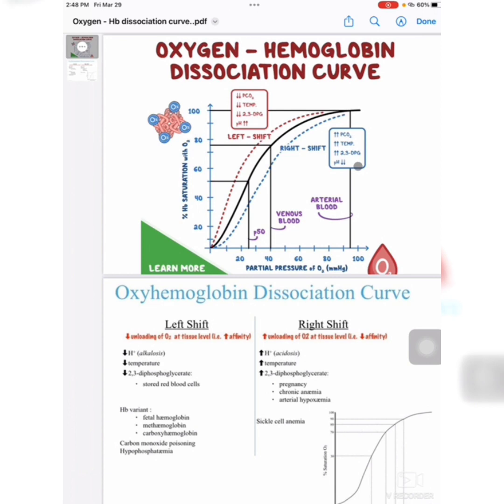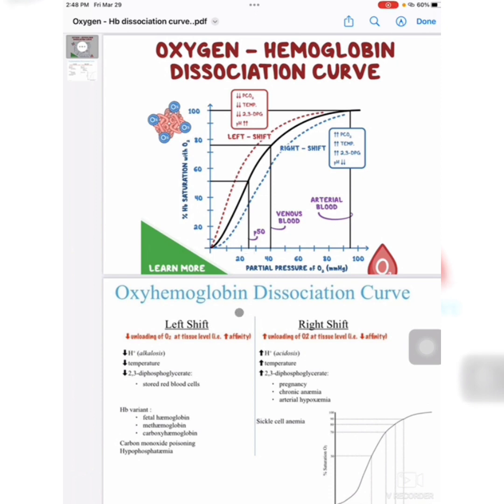However, when partial pressure of carbon dioxide, temperature or 2,3-diphosphoglycerate are low, or we are looking at hemoglobin F or fetal hemoglobin instead of hemoglobin A, hemoglobin affinity increases and the curve shifts to the left.